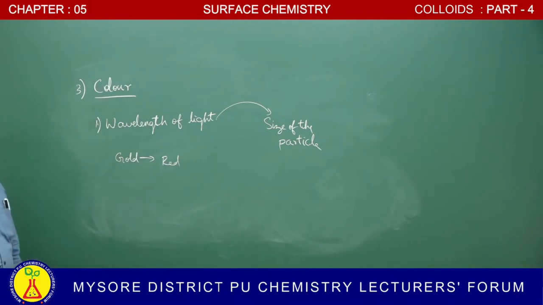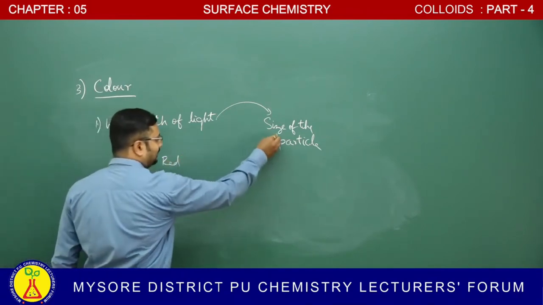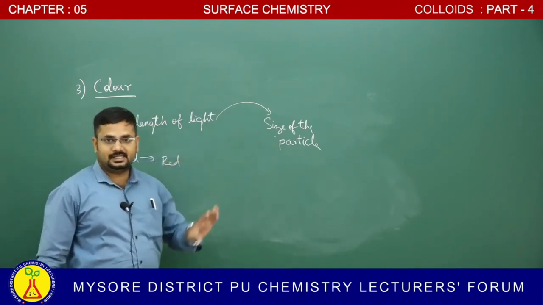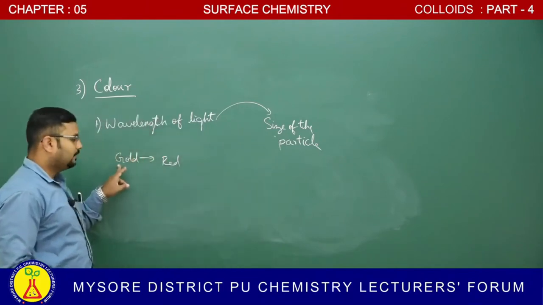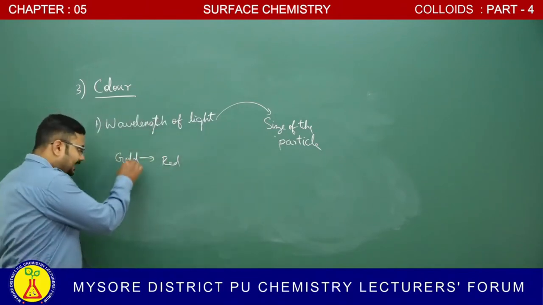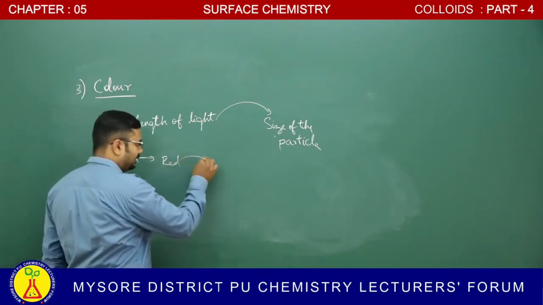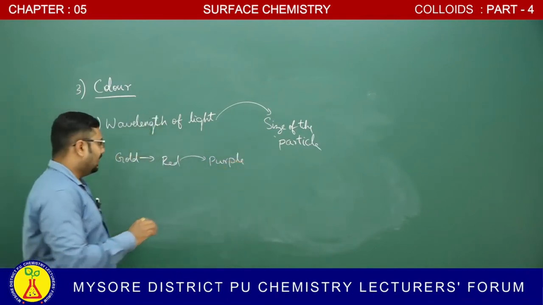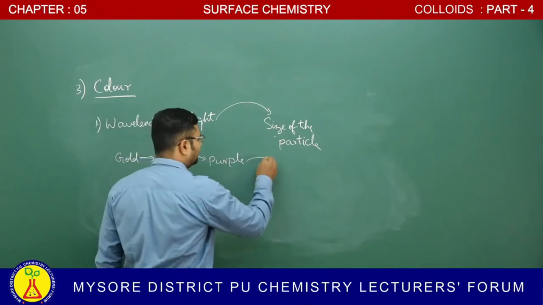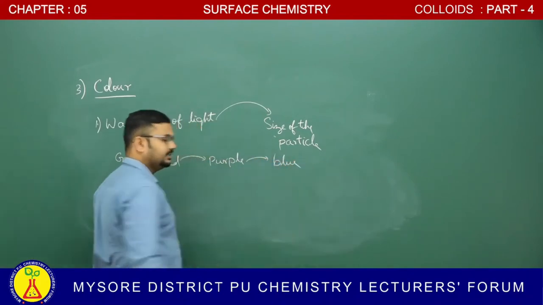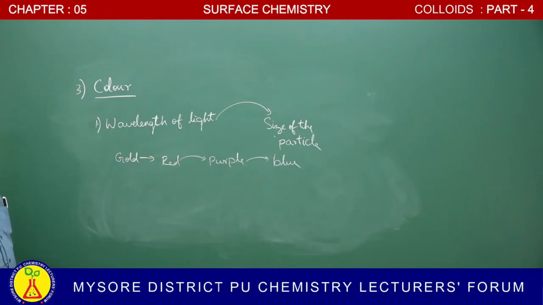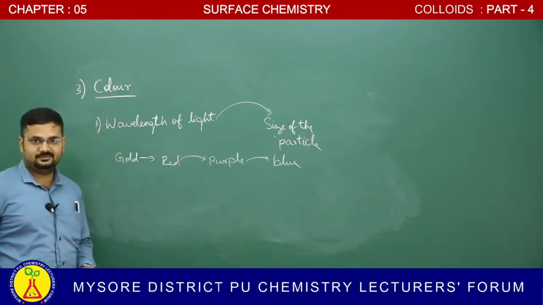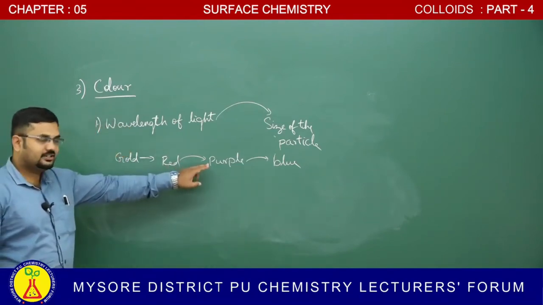If the color is red, now I am going to show that it really depends on the size of the particle. Wavelength of light depends on the size of the particle. Here, finest gold gives red color. Just increase the size, and red changes to purple. Again, if you still increase the size, purple changes to blue color. You should know this. Red, then purple, then blue, when you increase the size. When you increase the size, the color changes.